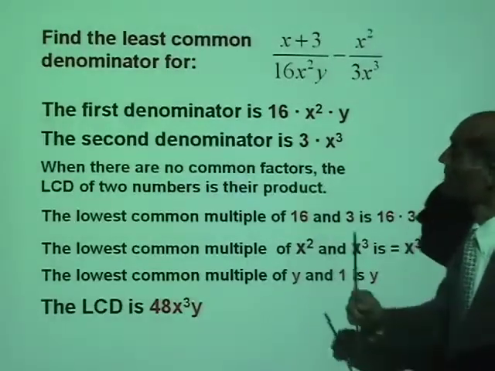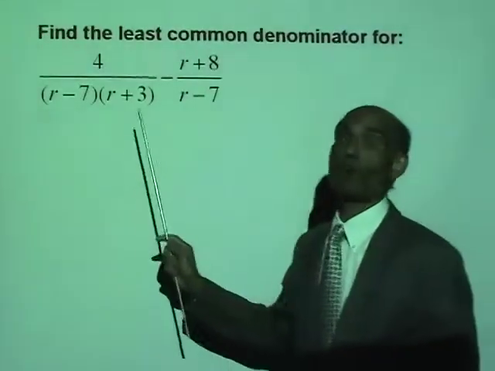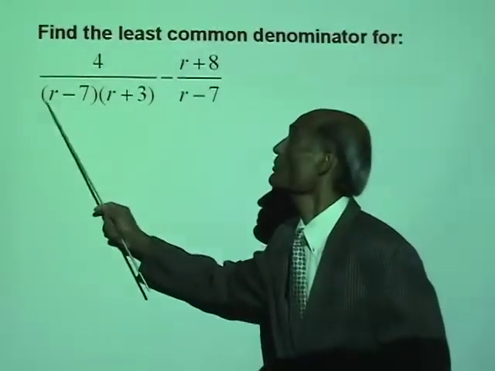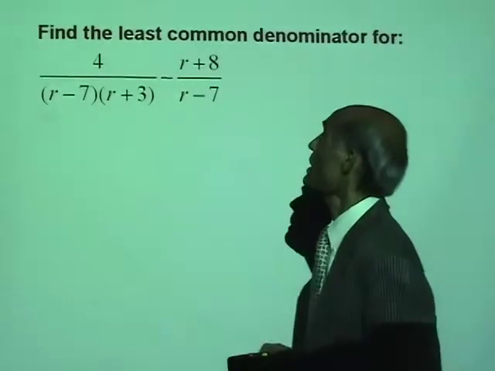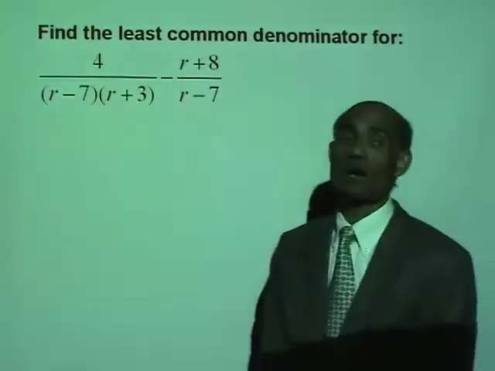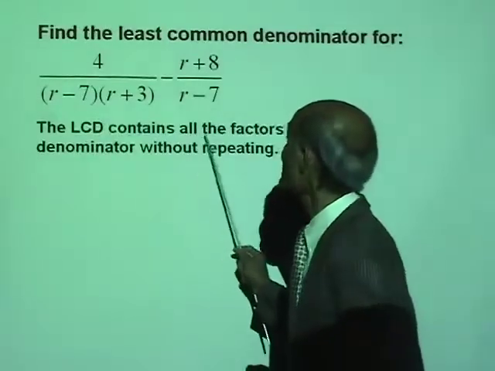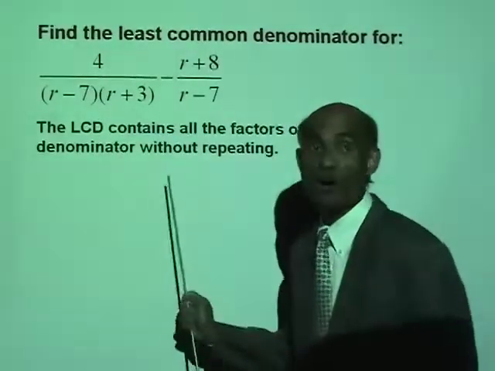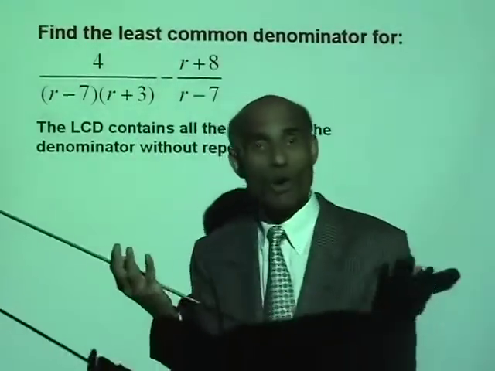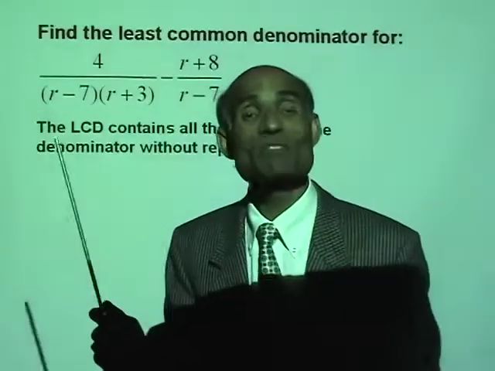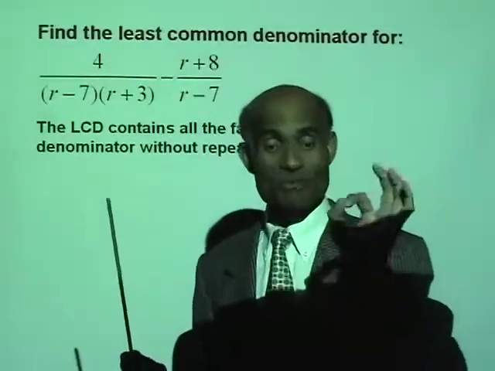Okay, let's do another one. Find the least common denominator of r plus 4 over r minus 7 times r plus 3, minus r plus 8 over r minus 7. Well, the LCD contains all the factors of the denominator without repeating. We have now the denominators are already factored. That means we pick all the factors of the denominator without repeating.